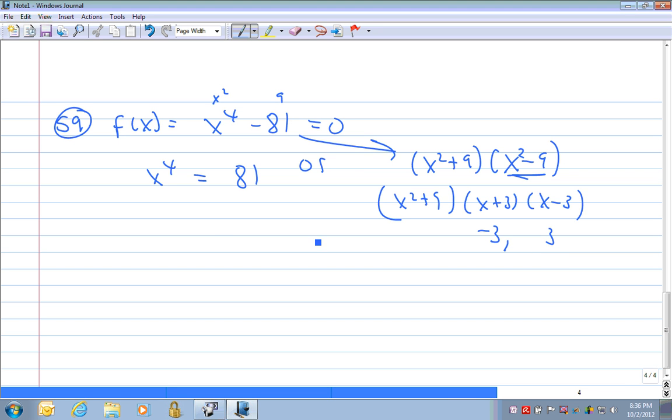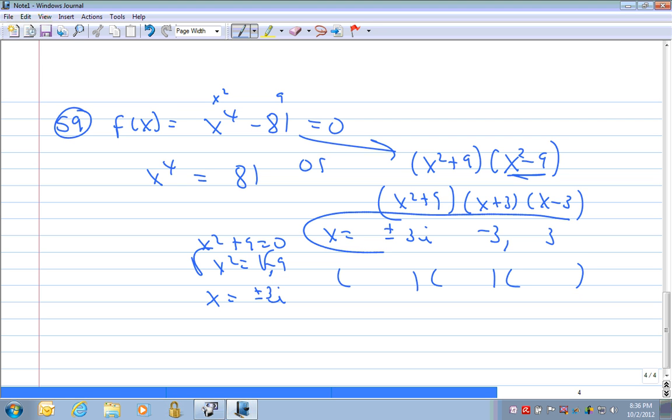And then here you would have to set x squared plus 9 equal to 0. x squared equals negative 9. Square root. You have that negative, so you've got to pull out an i. So you would have had x equals plus or minus i times the square root of 9, which is 3. So basically 3i. So we would have had positive or negative 3i. Those are your solutions.